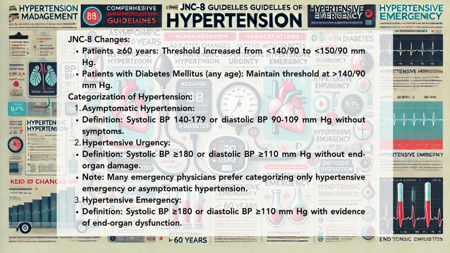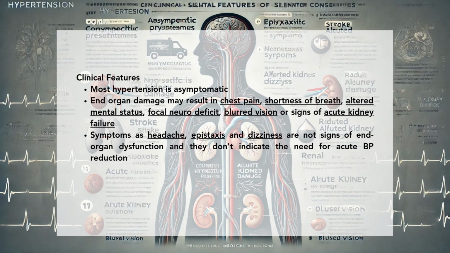Hypertensive emergency. Definition: systolic BP greater than or equal to 180 or diastolic BP greater than or equal to 110 with evidence of end organ dysfunction. Clinical features: the silent indicators. Hypertension is often the quintessential silent killer. Most patients remain unaware of their elevated blood pressure until it orchestrates significant damage to vital organs.